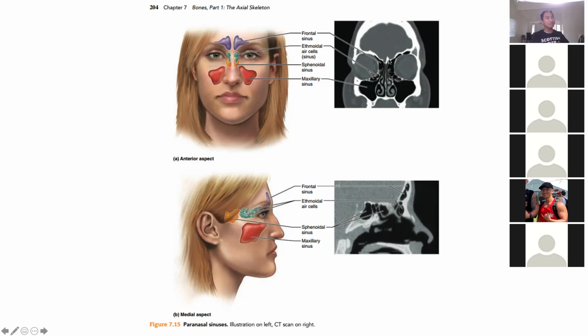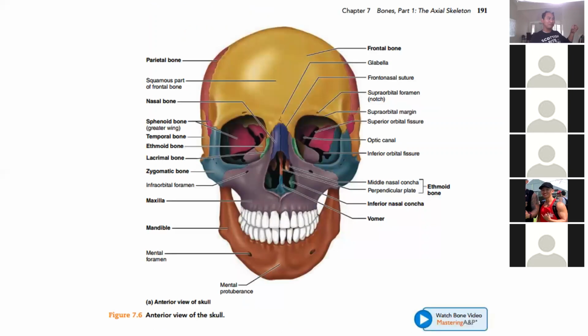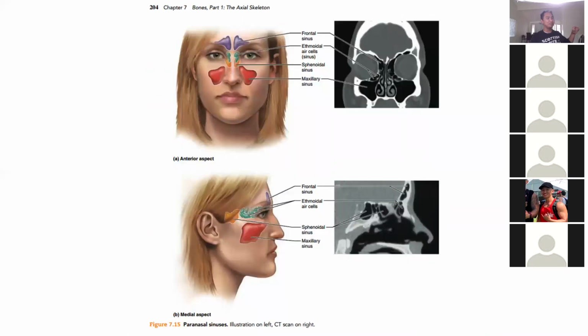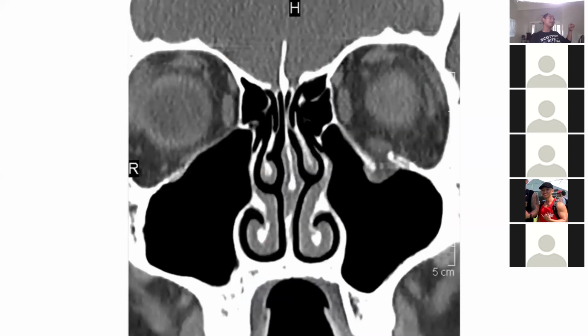So this is from the AP or coronal view. This is the lateral or sagittal view. If we have this information, this knowledge, I think we can apply it to this. What can we see then? This is a little bit difficult question.